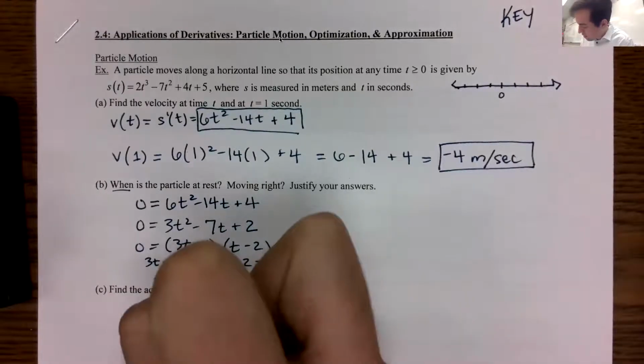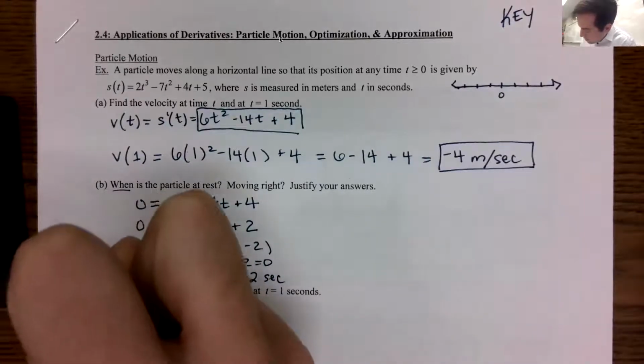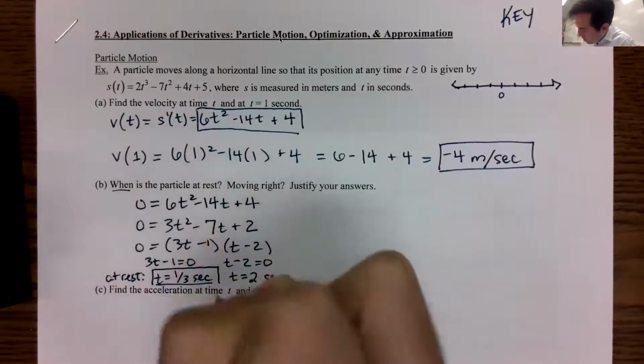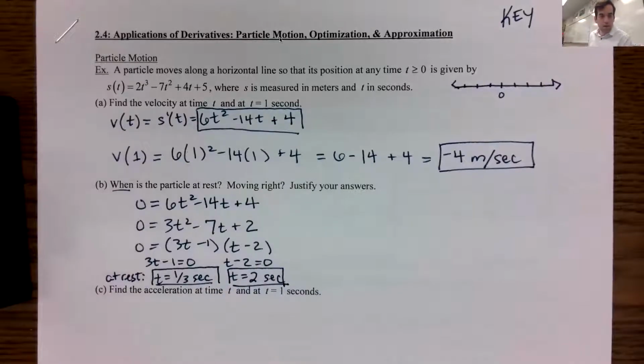And these are both in seconds. And that's when we're at rest. So we're at rest at 1/3 seconds and at 2 seconds. Then we want to know when are we moving right.